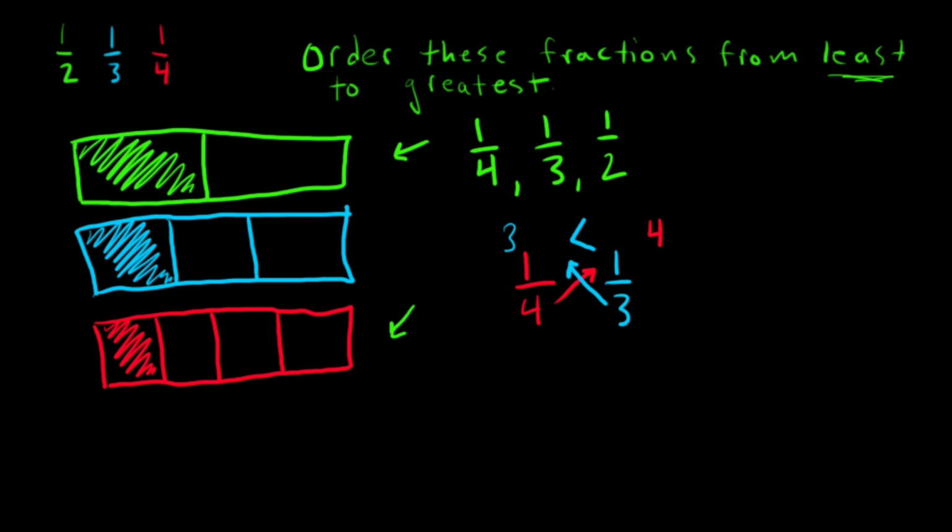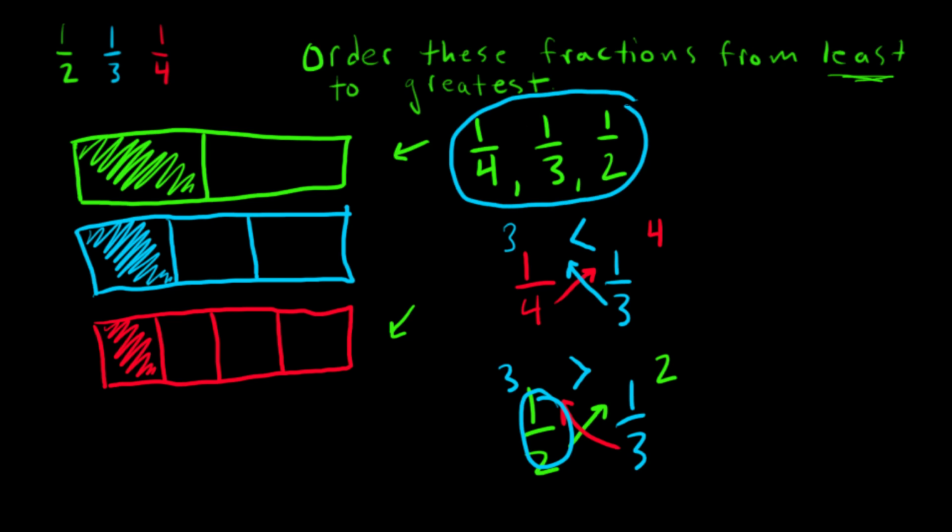So my last number that I need to check then is comparing 1/2 and 1/3. Let's cross multiply here. 2 times 1 is 2, and 3 times 1 is 3. 3 is bigger than 2, so 1/2 is bigger than 1/3. So I said 1/3 is bigger than 1/4, and 1/2 is bigger than 1/3. So this order is correct.